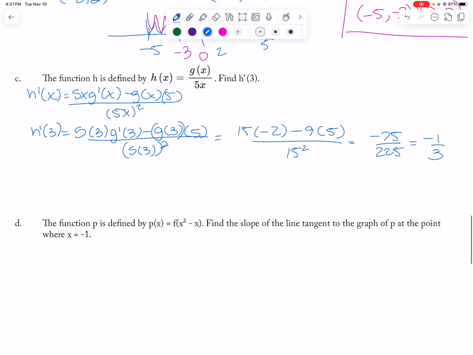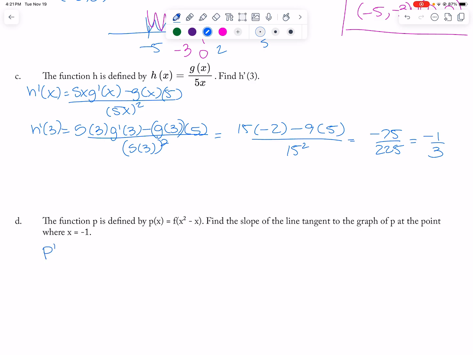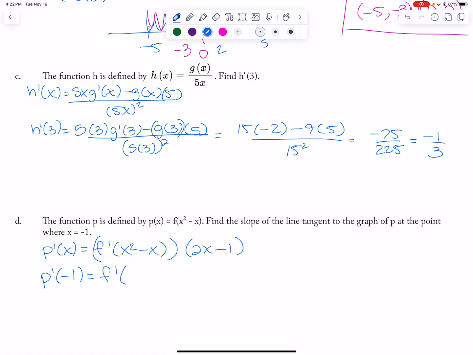Part D, find the derivative. So p prime of x is equal to f prime of x squared minus x times the derivative of 2x minus 1. So p prime of negative 1 is going to be the same thing as f prime of negative 1 squared minus a negative 1 times 2 times negative 1 minus 1. So f prime of 2, and then I'm going to multiply this by 3.